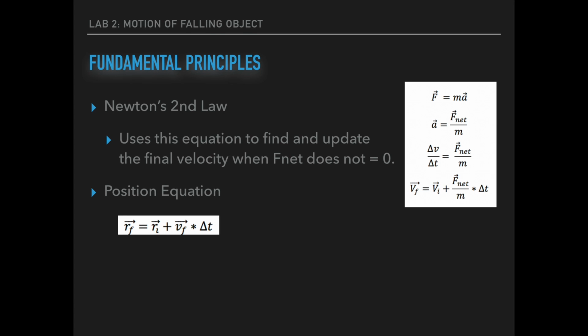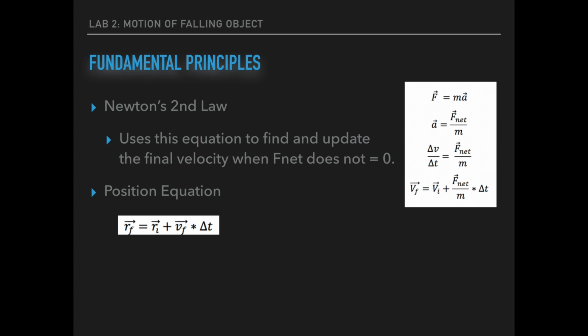The fundamental principle that is the driver of this lab is Newton's second law. Newton's second law is force equals mass times acceleration. This can be derived further into the equation: final velocity is equal to initial velocity plus net force divided by mass times delta t. This equation is used to find the final velocity after a change in time. The computational model uses this equation to update the final velocity as it runs through the program. Derived from this equation is the position equation, which the computational model uses to update the position of the ball as the program runs.